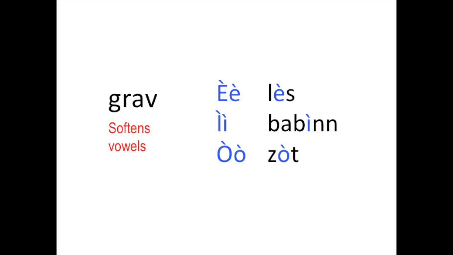And finally, we have the grave that falls over the O. And when it falls over the O, it changes the sound of the O to aw. And so we find it in many words, words such as zot. Zot is a personal pronoun that can mean we all, you, plural, or you all, or y'all.